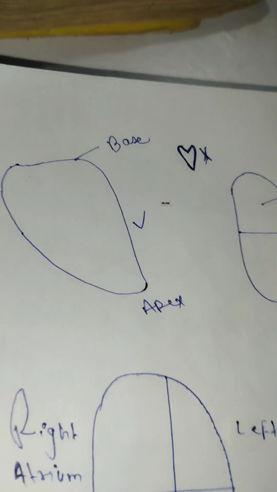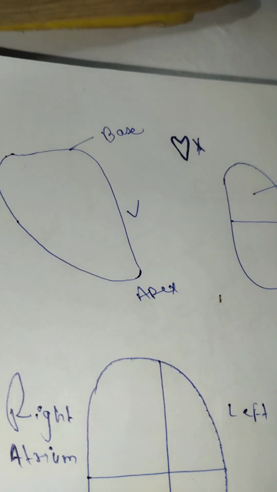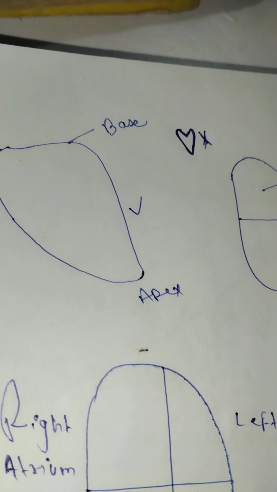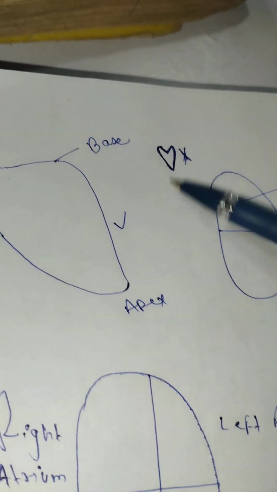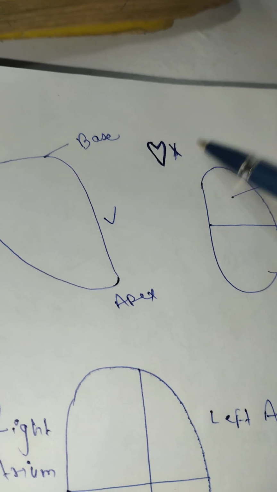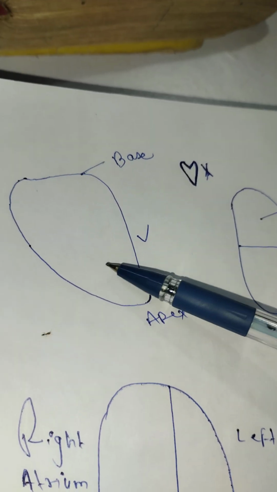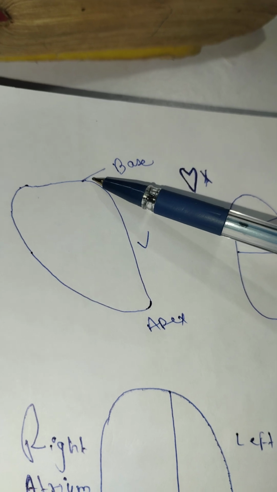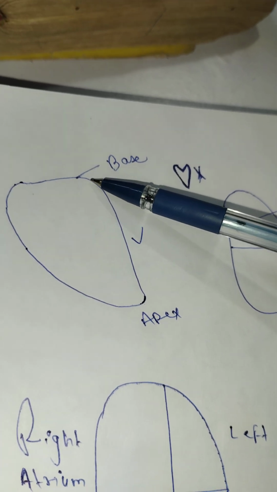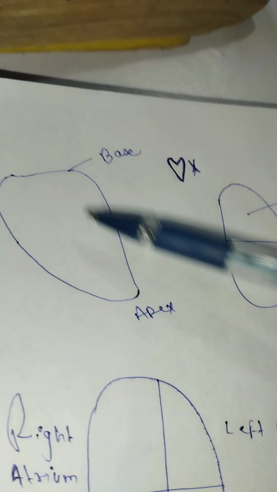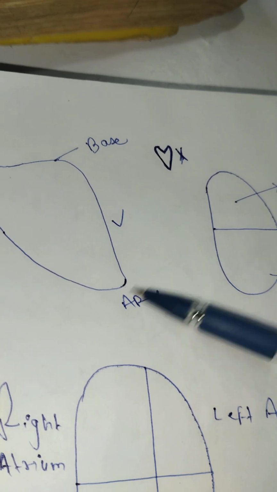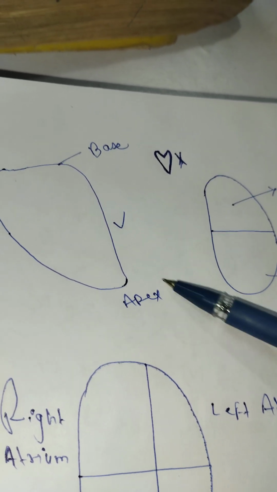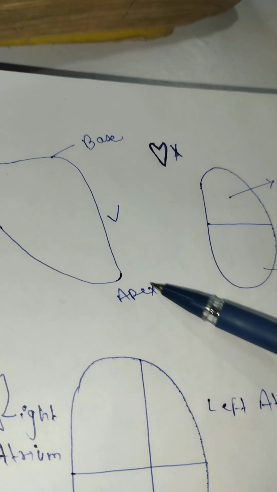Today we will discuss the heart, its chambers, and the flow of blood through the heart. First of all, the heart is not shaped like the symbol people draw. It is almost triangular in shape. The upward facing part of the heart is called the base, and the downward facing part is called the apex.